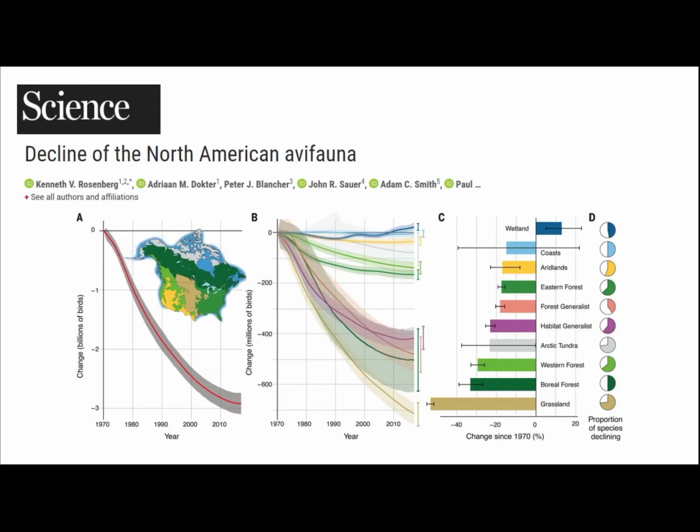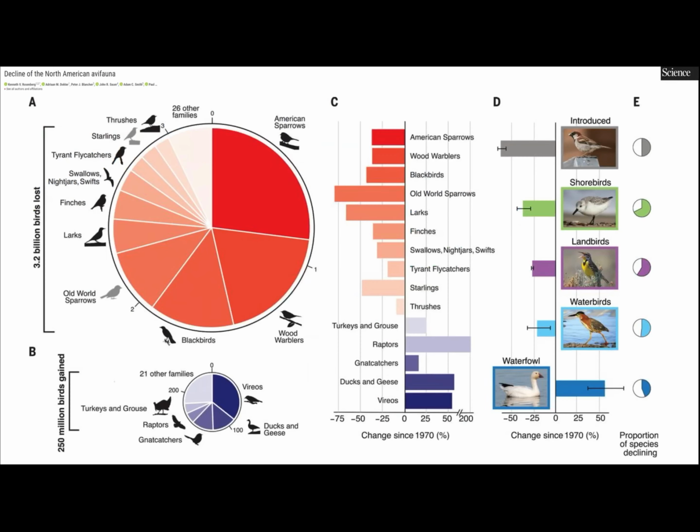In the middle, we can see the losses broken down by habitats, what habitats are experiencing the biggest losses. We can see grasslands and boreal forests, which suggests that these habitats that are being used by humans are where we're seeing a lot of the drops in American avifauna and American bird diversity. Here we've broken down the loss of birds by genera. We can see that the sparrows, wood warblers, blackbirds, and Old World sparrows have all been hit pretty hard.